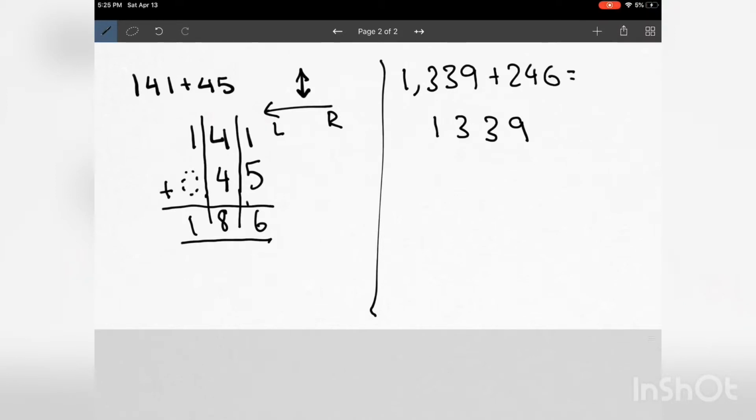So the 6 is in the ones place, and so is the 9, so it goes underneath. The 4 is in the tens place, and so is the 3 over here. So we put the 4 over here. And the 2 is in the hundreds place, and so is the 3 in 1,339 over here, which means we put the 2 over here.